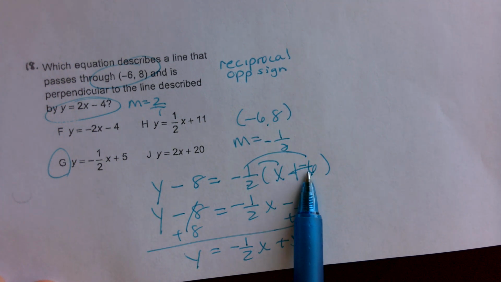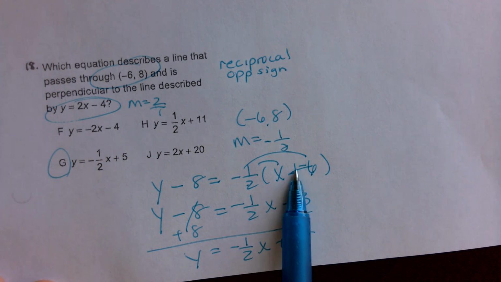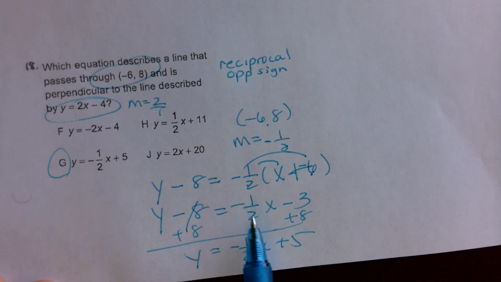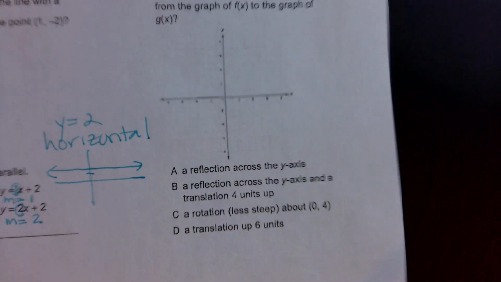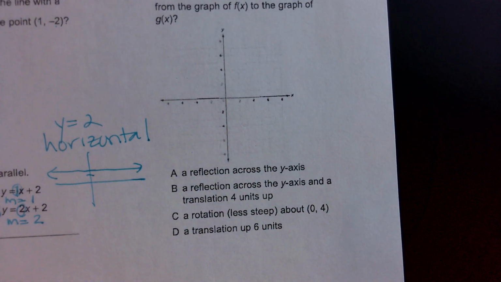So just remember, when you're given a point and a slope, you can pop it into here. Be careful with your different things. I had to subtract a negative, so I had to make that positive. Then you have to distribute. Just watch your signs. All right, and our last one is to graph these.